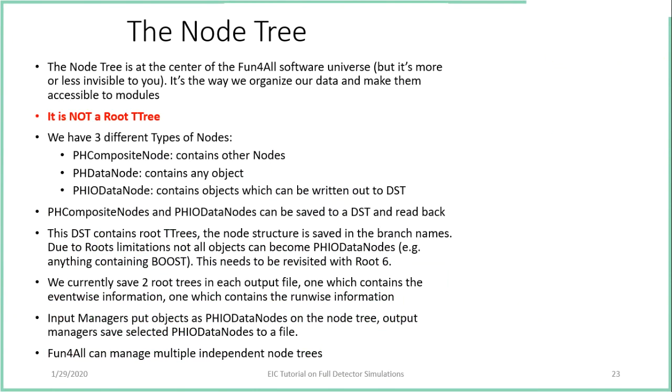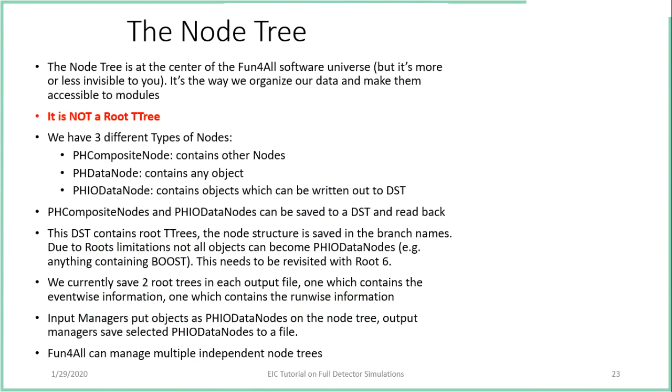What we do in the file, when you open a file, you can open a file with the TBrowser if you want to. We save two ROOT trees in every file, one which contains the event-wise information and one which contains the run-wise information. And our input managers, they open these files, then they reconstruct from the branch names the node tree, the directory structure, and then they put the objects back into the nodes.